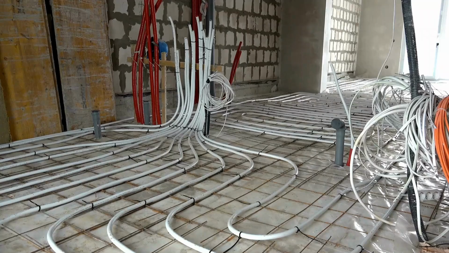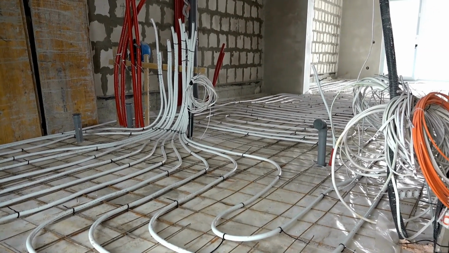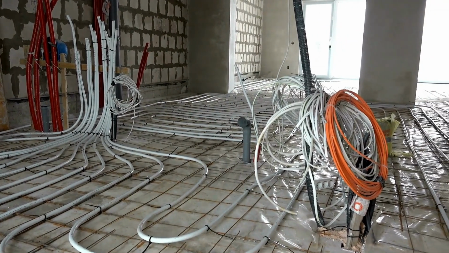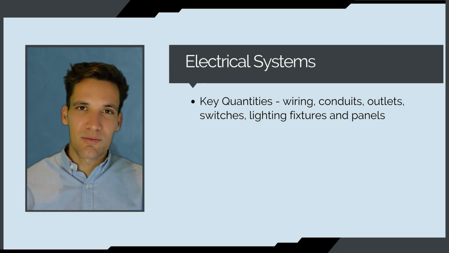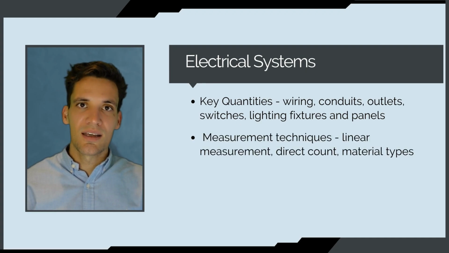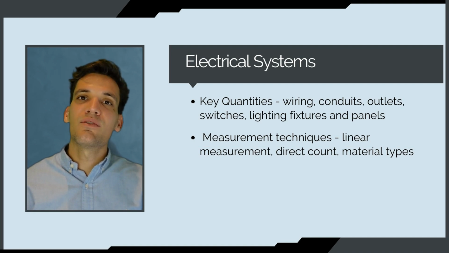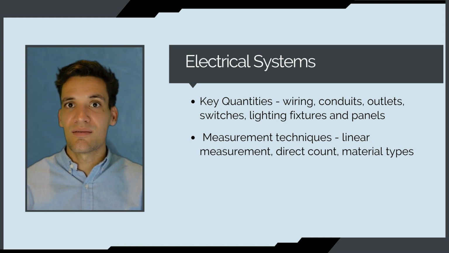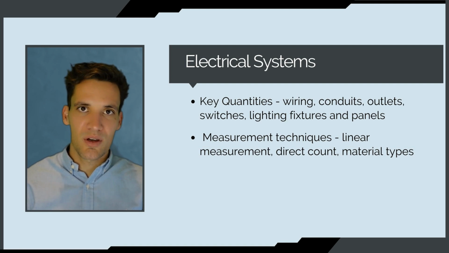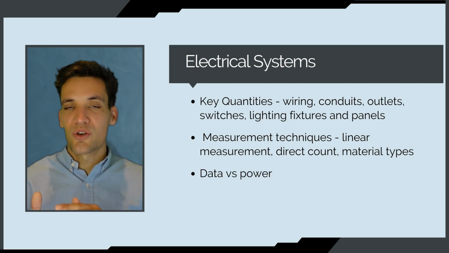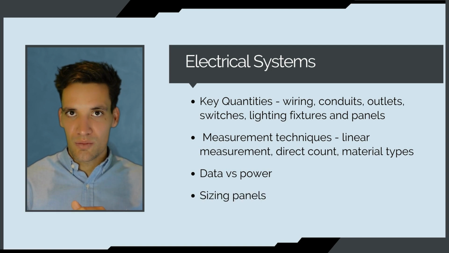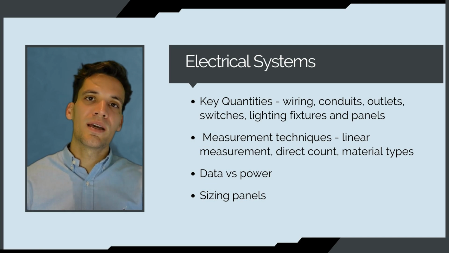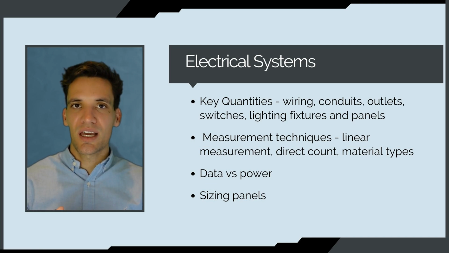And then we'll also note down all the different material types and specifications, so we correctly categorize our measurements and our counts. Electrical systems, we want to know the length of wiring, conduits, the number of outlets, the number of switches, and the number of light fixtures. And so same with the mechanical, for any of our cabling and conduits, we'll need to perform a linear measurement of all the different types and sizes. And then for our light fittings and outlets and distribution boards, we'll simply perform a count measurement. It's also important to consider data cabling versus electrical cabling, and also the different sizes and types of distribution boards and panels. But that should all be shown clearly in the drawings and specifications.